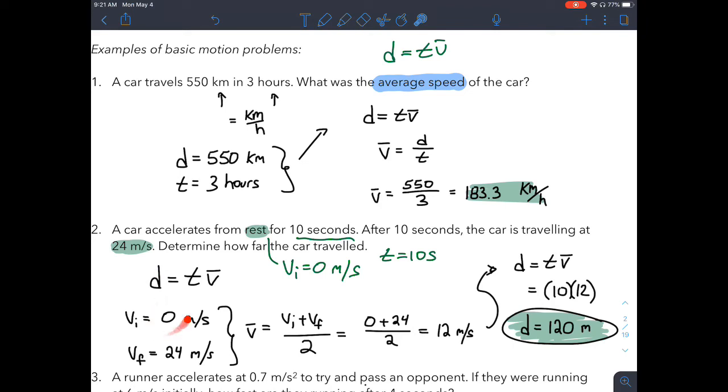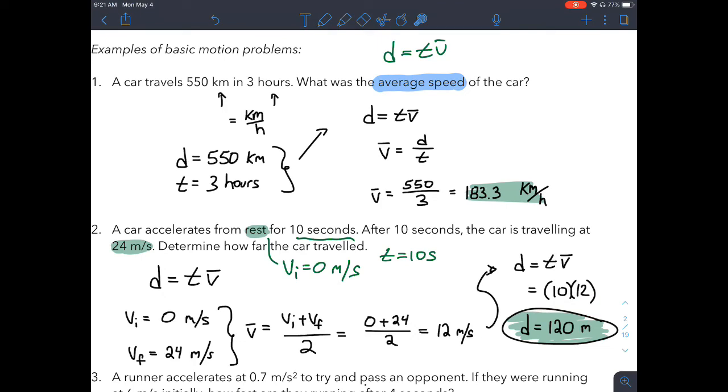And since we know it starts from rest and ends at 24 meters per second, that means we can find our average velocity, which is 12 meters per second, right? It's not going at 24 meters per second the entire time. It starts at 0, ends fast, which means our average is right in the middle. And we can use that average in our formula, D equals TV, and figure out that it went 120 meters, okay?